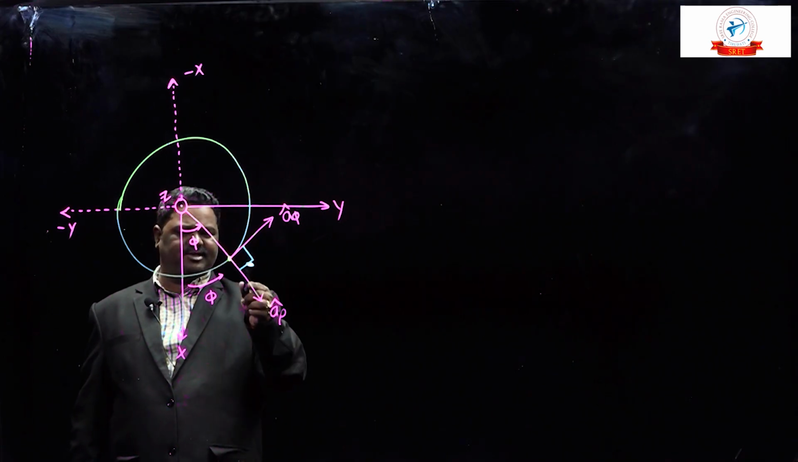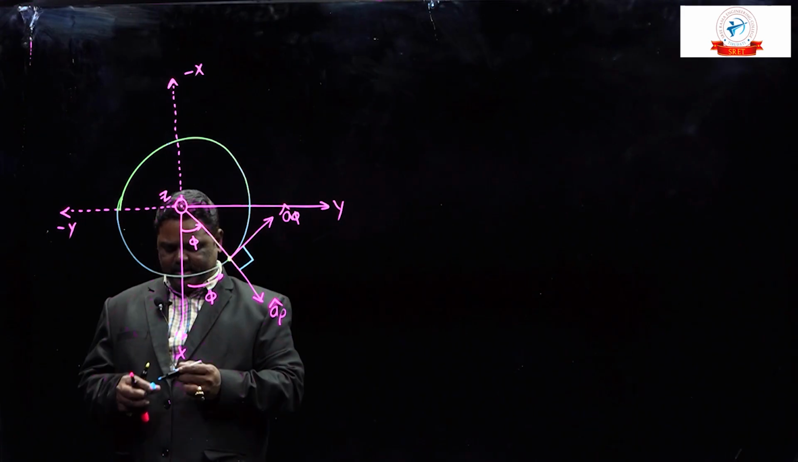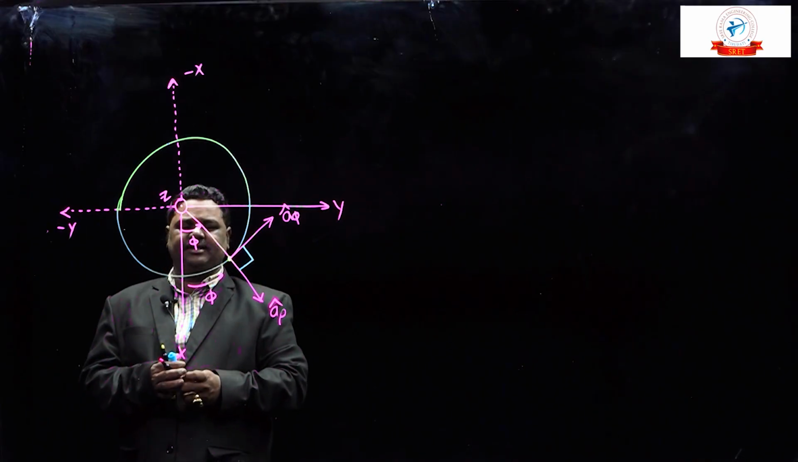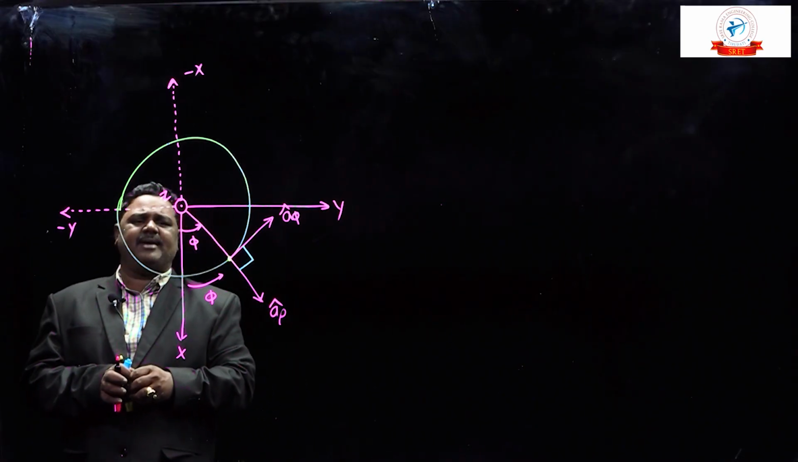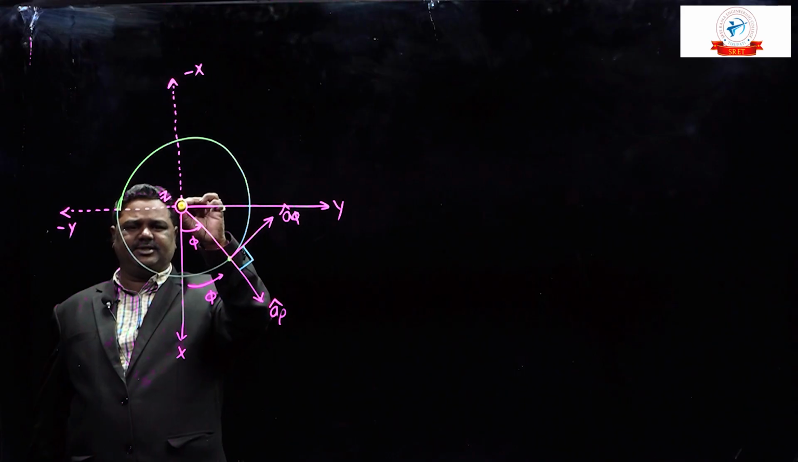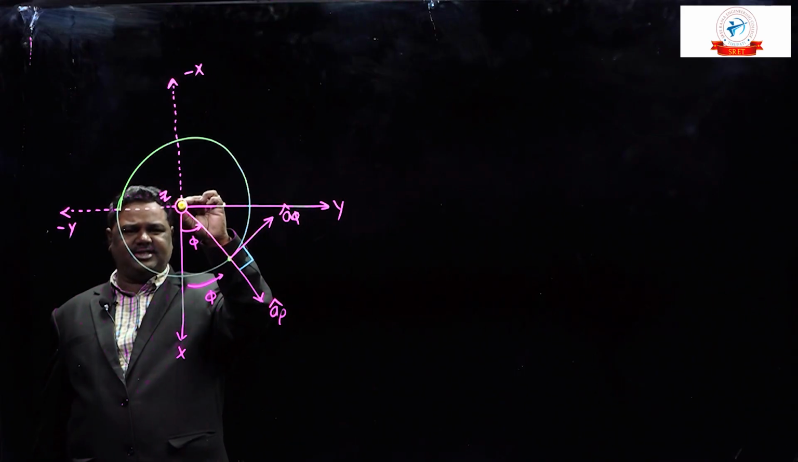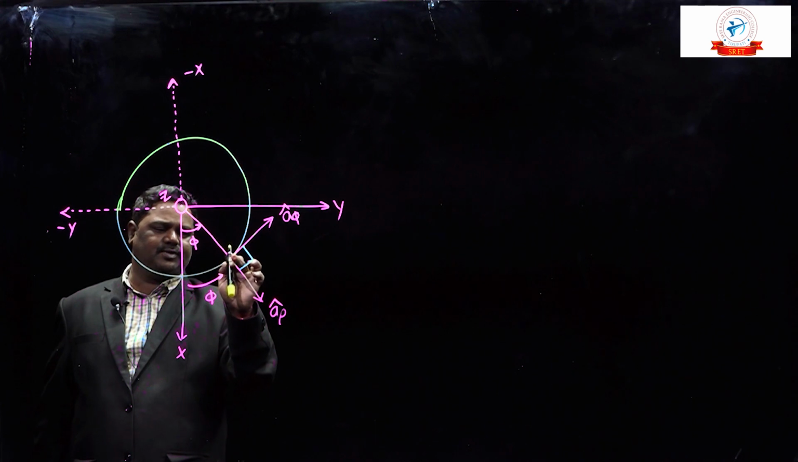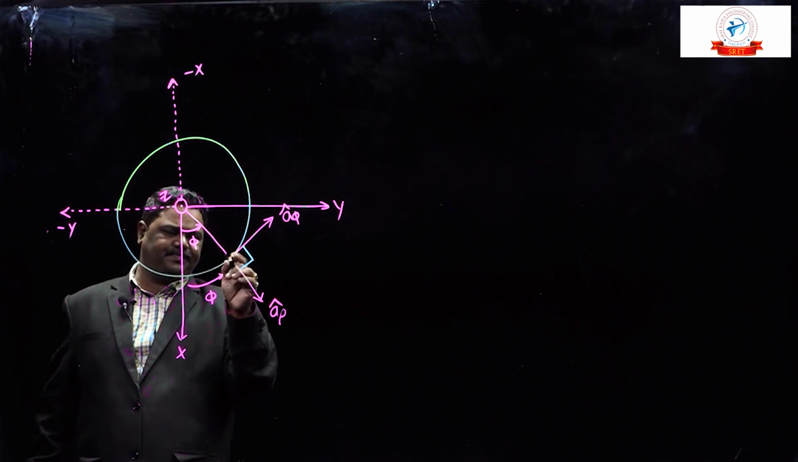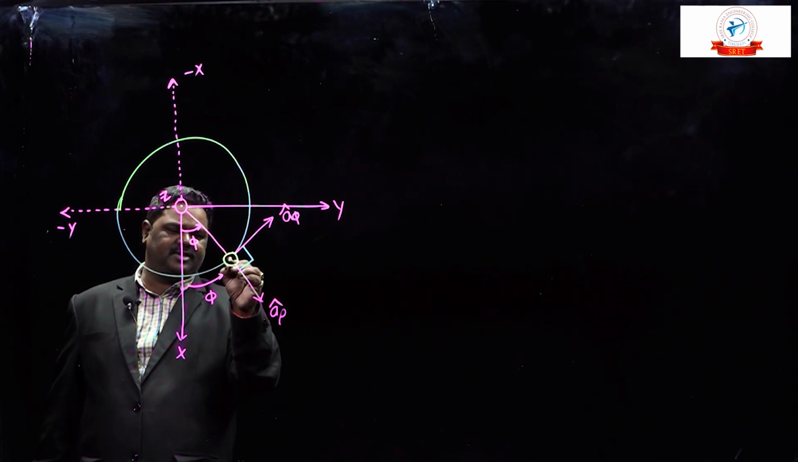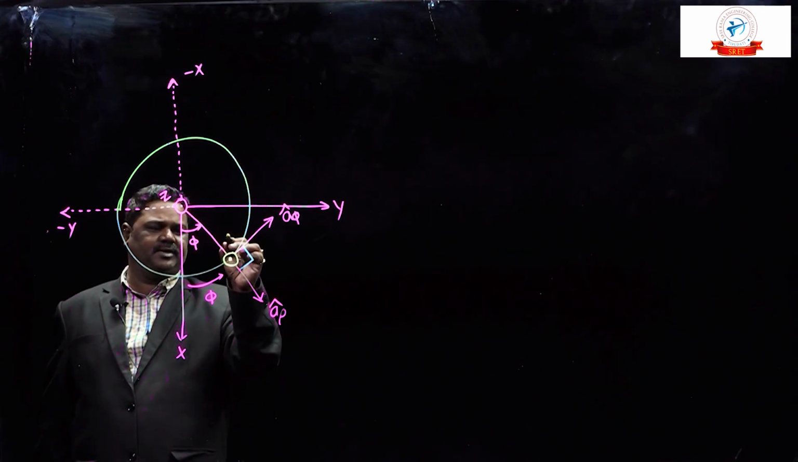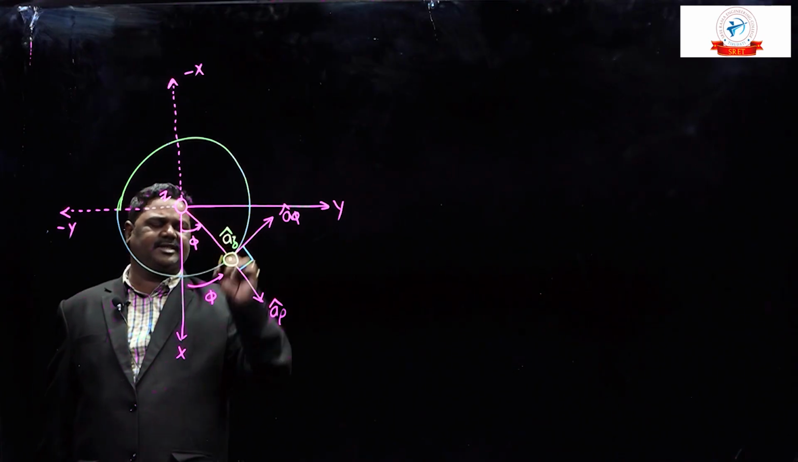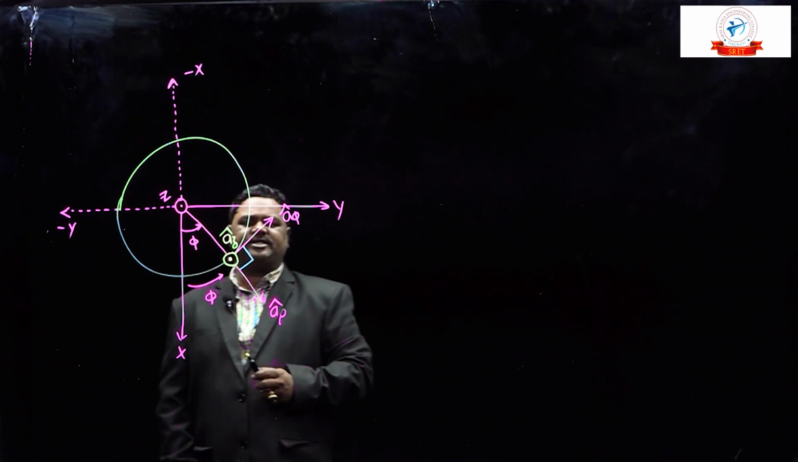So aρ cap is perpendicular to aφ cap. Now az cap is in the z-axis direction. So this is the z axis. In the same direction, az cap direction we have to represent here. So here observe this one, circle with dot. This is the az cap direction.